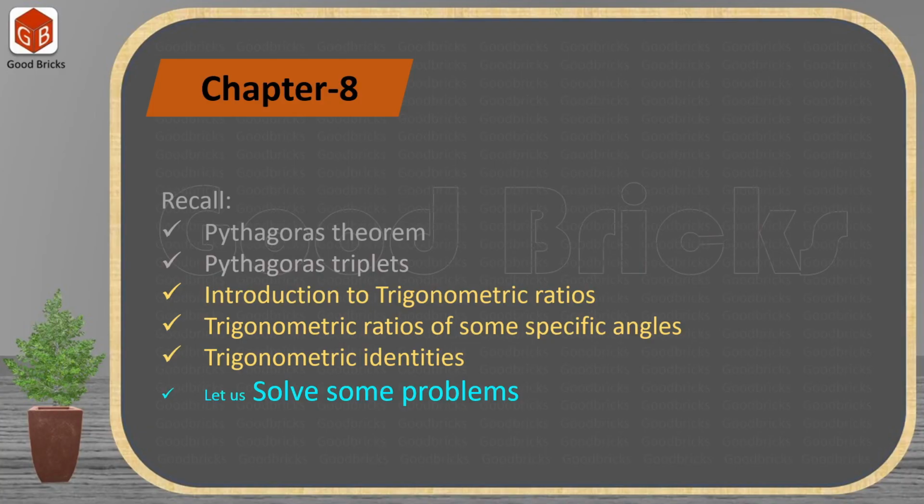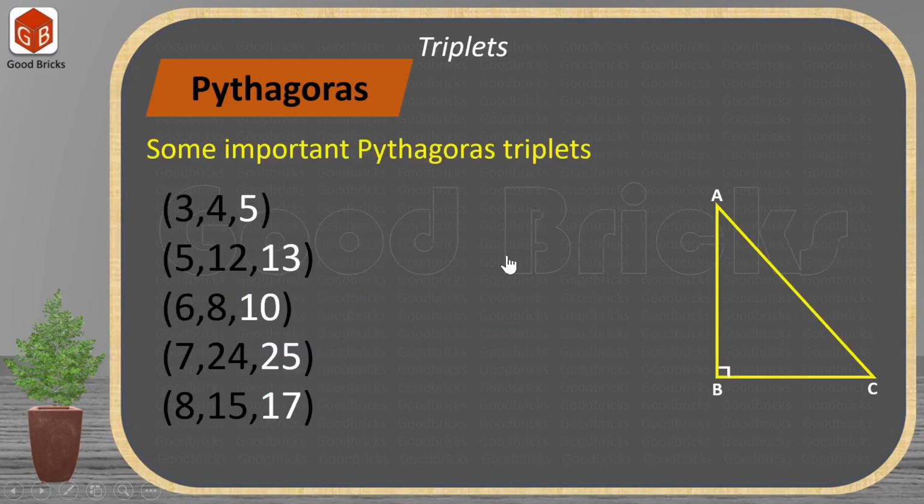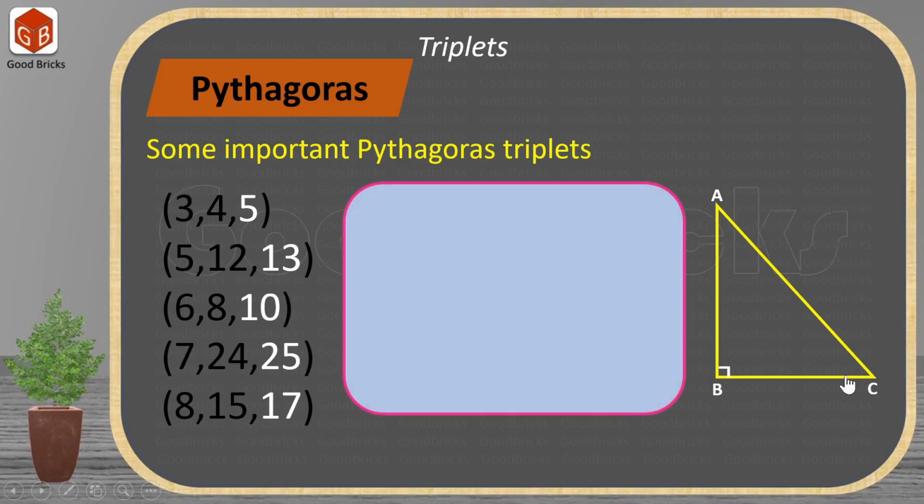As we already mentioned, let us recall Pythagoras theorem and Pythagoras triplets. See here, you might be already knowing in triangle ABC, if right angle is at B, then AC square is equal to AB square plus BC square, and this is what I think all of you know already in your previous class. Now let us mainly focus on Pythagoras triplets.